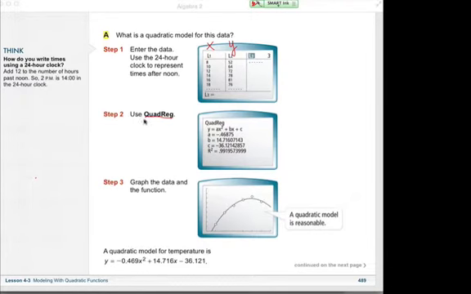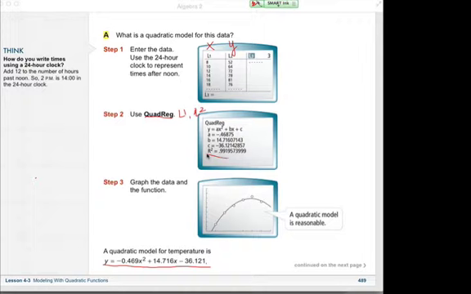And when you use that function, you tell it to use the data in list 1 and list 2, and it will spit out these values for A, B, and C. And so what you would do is plug in those values for A, B, and C to get the equation. So you can see the equation down here gives you negative 0.469x squared plus 14.716x minus 36.121, and those are coming from your values of A, B, and C right here.